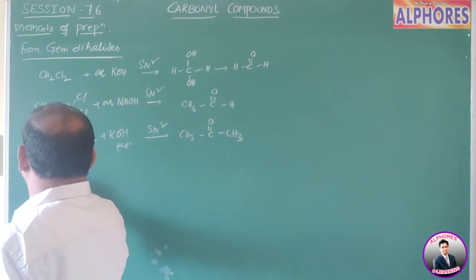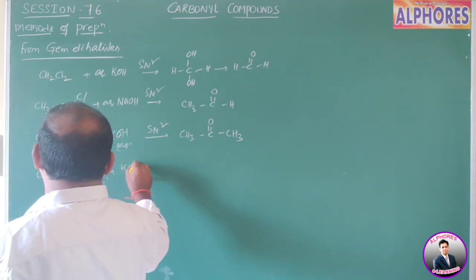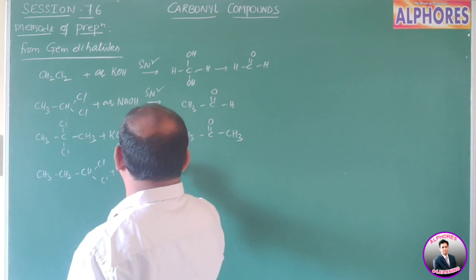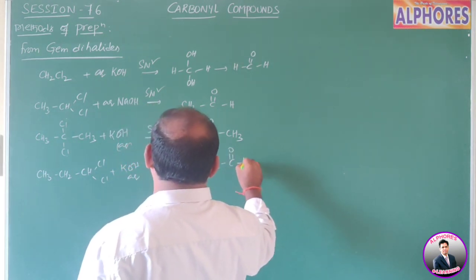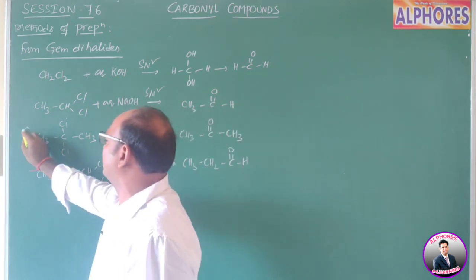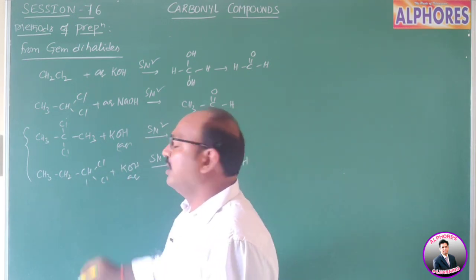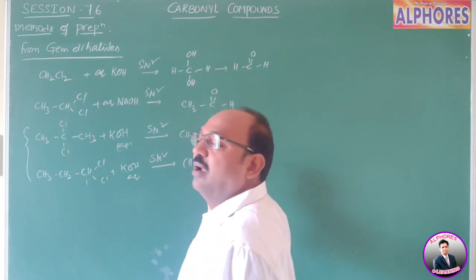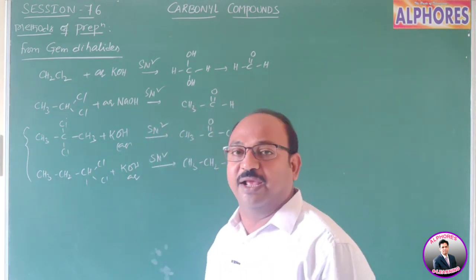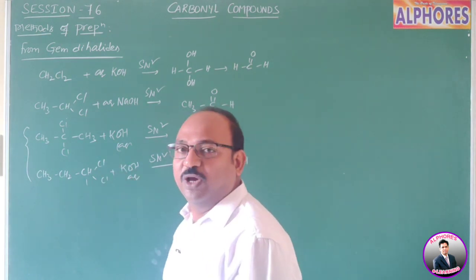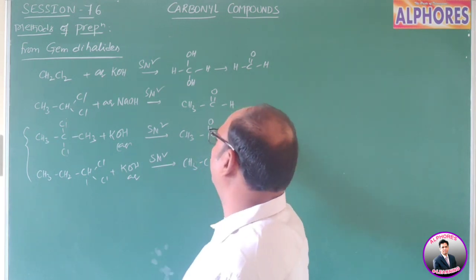If we consider 1,1-dichloropropane, upon reaction with aqueous base we get CH3, CH2, C double bond O, H. See here the difference between these two, it is very clear. In this case both the halogen atoms are attached to the first carbon, hence the terminal carbon, hence you get an aldehyde. From the same three-carbon dihaloalkane, you get a three-carbon aldehyde. So 1,1-dichloropropane gives propanaldehyde, and 2,2-dichloropropane gives acetone, or 2-propanone.